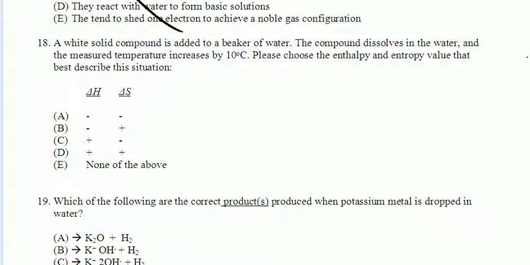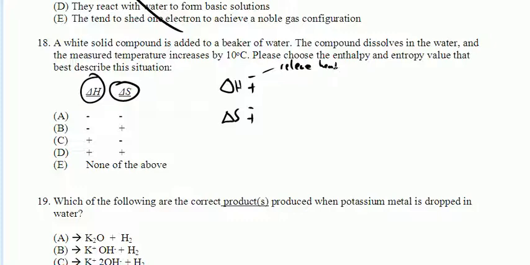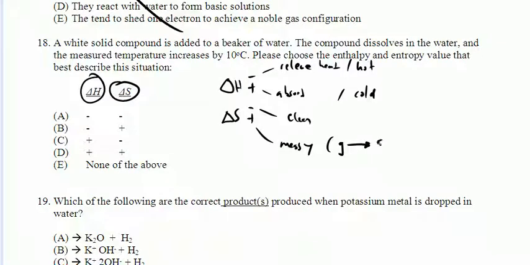Alright, so we got this weird sentence. We're talking about delta H and delta S. We know that delta H can be negative or positive. We know that delta S can be negative or positive. We know that this would be release heat. We know this would be absorb. We know this would mean it gets hot. We know this means it gets cold. Negative means it gets clean, positive means messy. Clean is going to be going from gases to solids, and messy is going to be going from solids to gases.